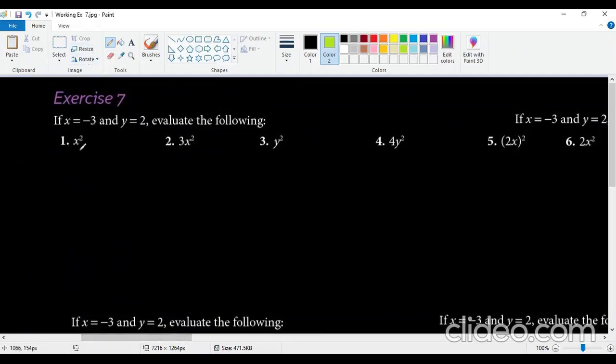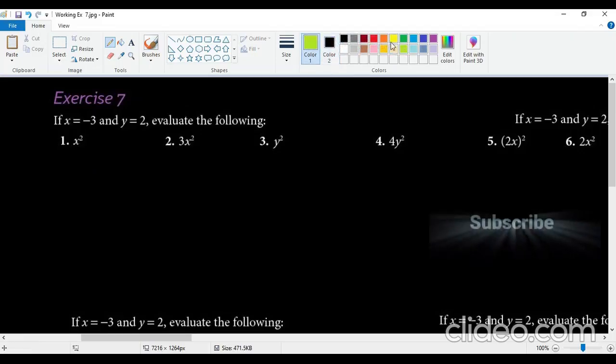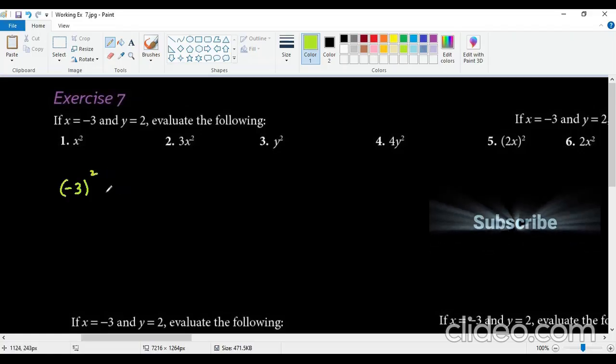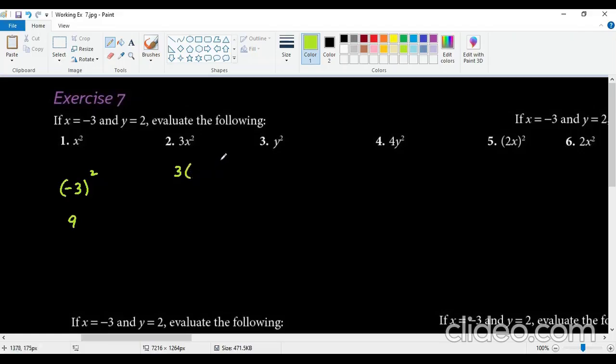So first of all, it says the value of x is -3 and y is 2, and you may need to find out the value of x square. That means we just need to write x square, the value of x square. And we know very well when -3 is multiplied by itself, it's going to give you a +9. Now in here, the value of x square is going to be multiplied by 3. That means -3 square is multiplied by 3. So -3 times -3 is going to give you a +9, and 27 is going to be your final answer.